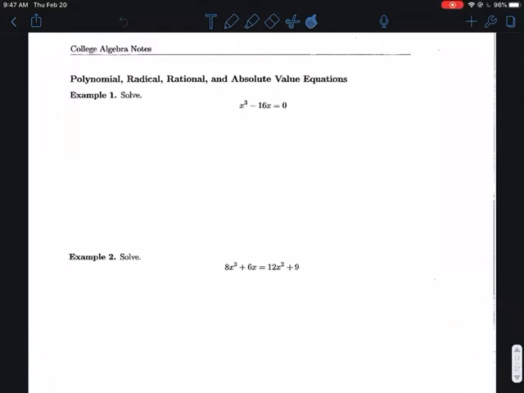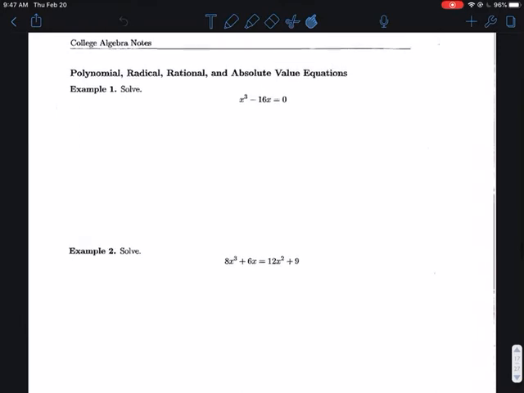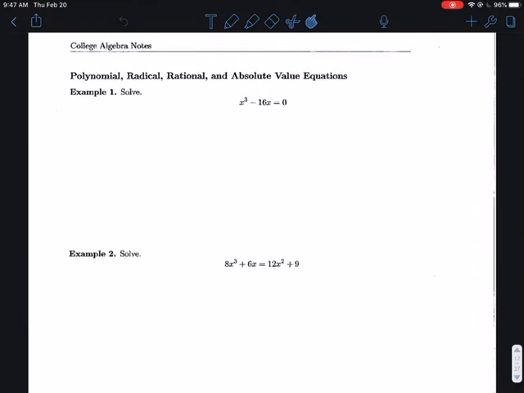I am going to continue our lessons on equations. Last time we talked about quadratic equations, solving quadratic equations. This lesson is going to talk about all of the other types of equations that we're going to cover in this unit. All right, so we're going to start off with example 1.